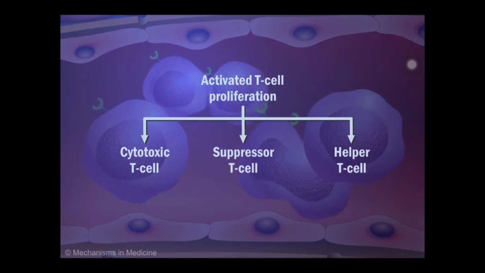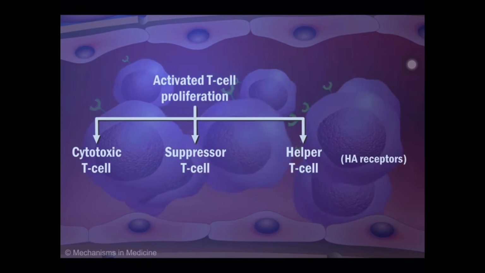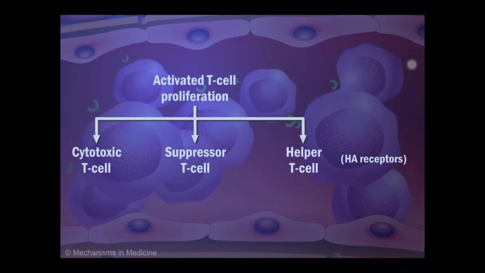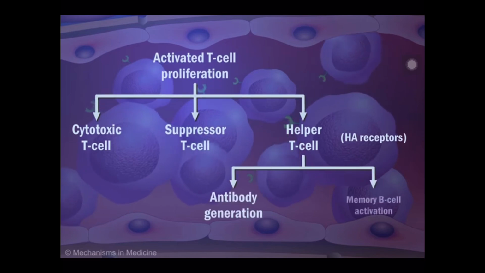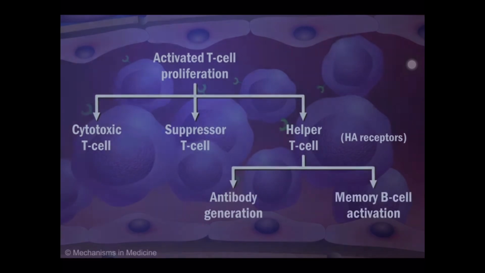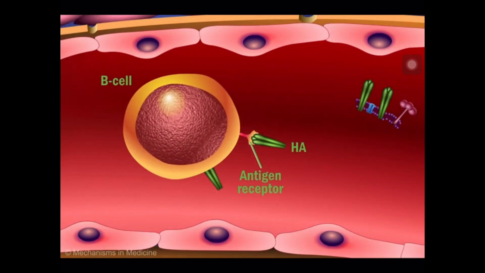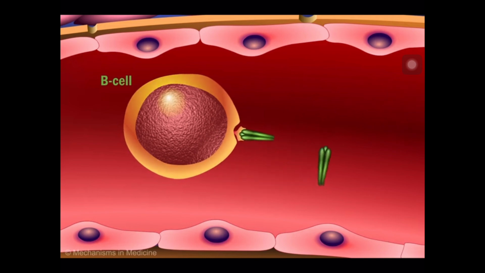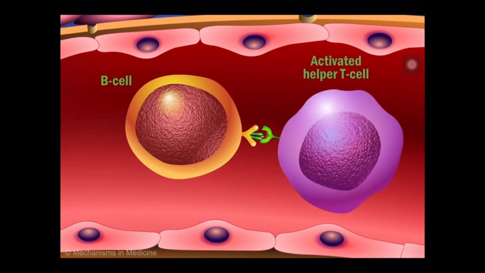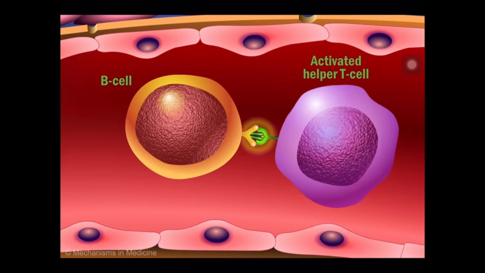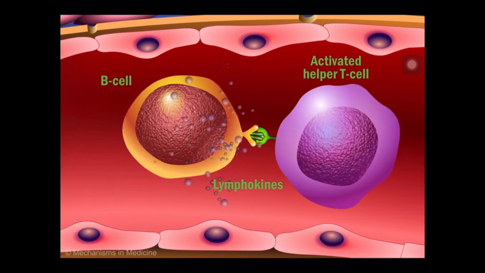Activated helper T cells express hemagglutinin receptors specific to the vaccine strain on their surface and play a major role in antibody generation and memory B cell activation. Unlike T cells, B cells are able to ingest hemagglutinin independent of the MHC. Once internalized, B cells process the hemagglutinin antigen and present it on their surface in combination with an MHC. When activated helper T cells interact with activated B cells expressing antigen MHC receptors, they begin secreting lymphokines which have several effects.